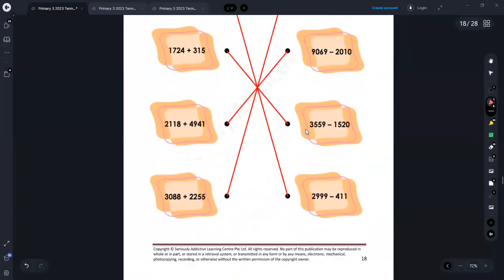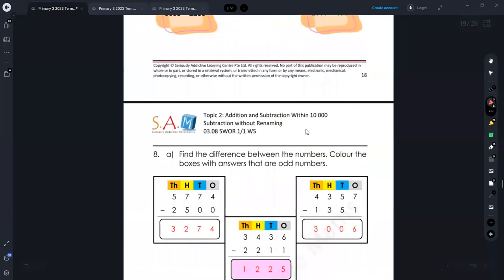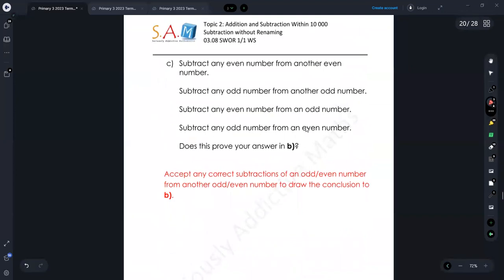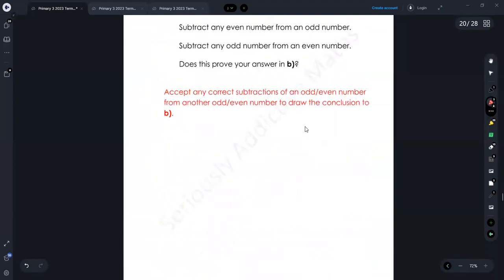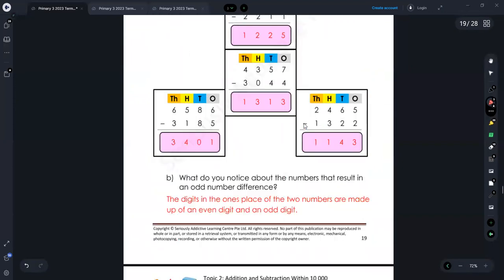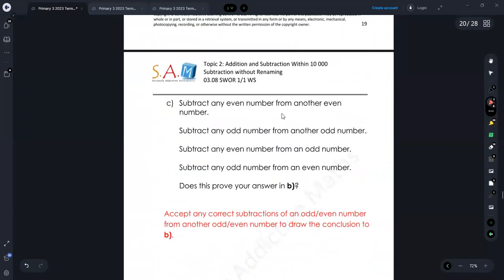All right. So to skip the questions, I think all these are quite easy, right? I would say not necessary to do them. Okay, and then perhaps for you to, let me see, question 5A, subtract any even number from another even number.